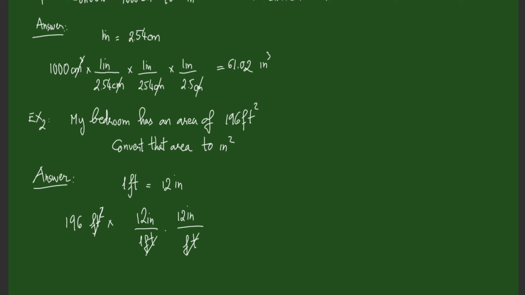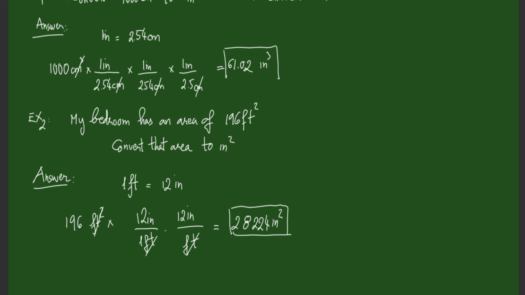So I use the conversion factor twice. Same thing over here, I used the conversion factor 3 times. So what I have left is 196 times 144. So your answer is 28,224 inch square. All right, there you go. I marked my answer.